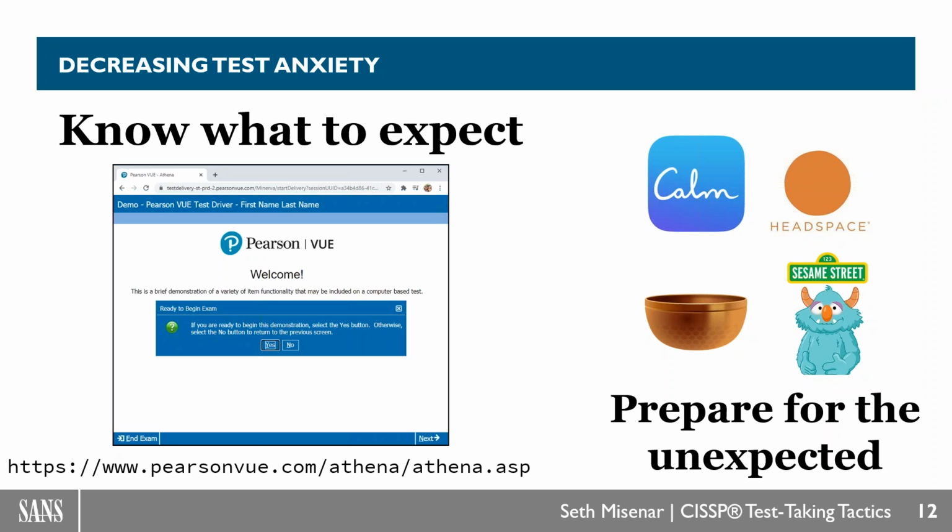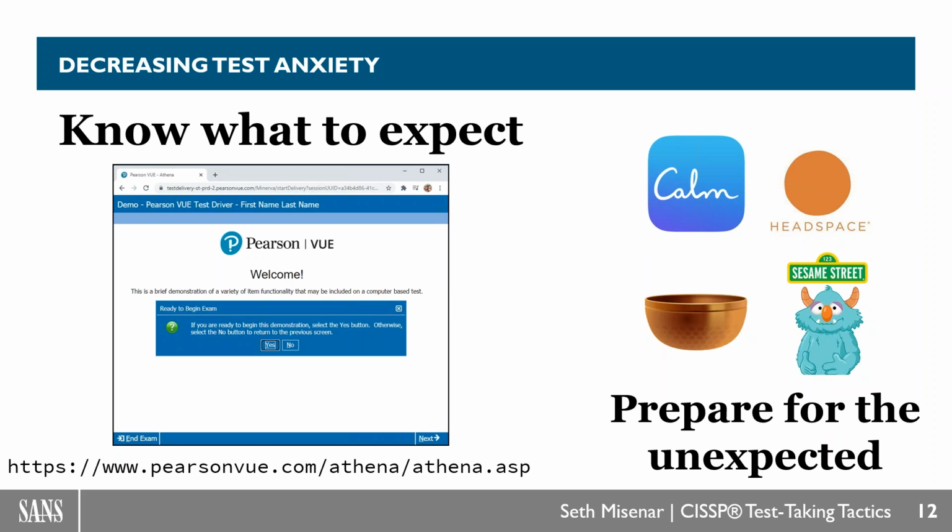So how do we decrease our stress level? How do we reduce our test anxiety? I'd say one is to know what to expect. Know what to expect going in. And I give one example of this on the slide on the left. There's a Pearson VUE demo test engine. Now, it's not built for the CISSP, so there are going to be skip questions and stuff like that that are not going to be applicable. But you can go through and see, well, what are the different question types going to look like? What's it going to feel like? Get familiar with the interface.